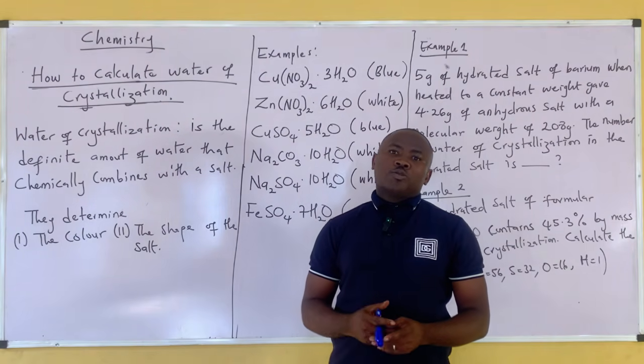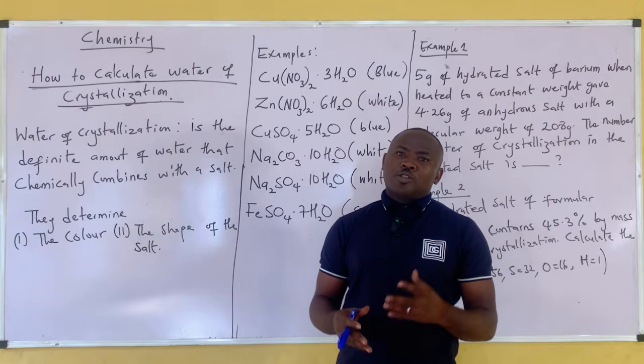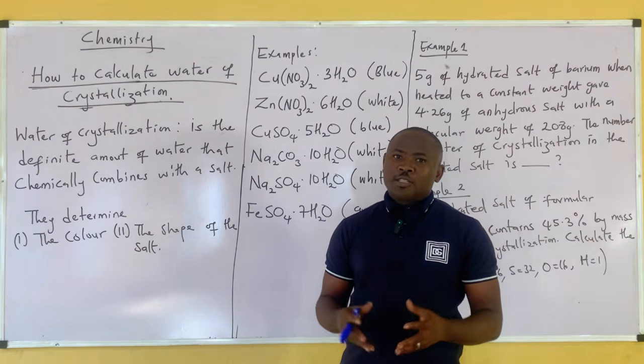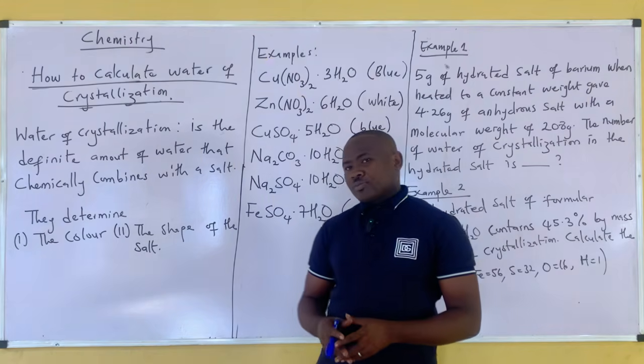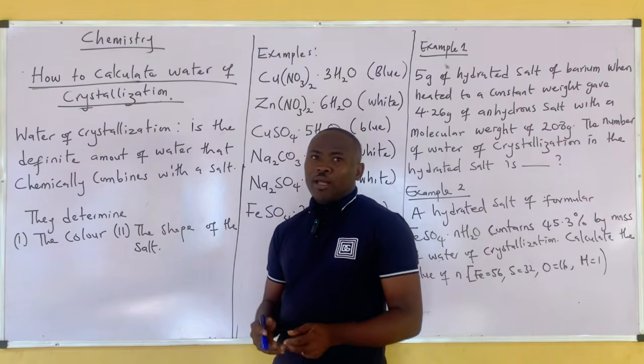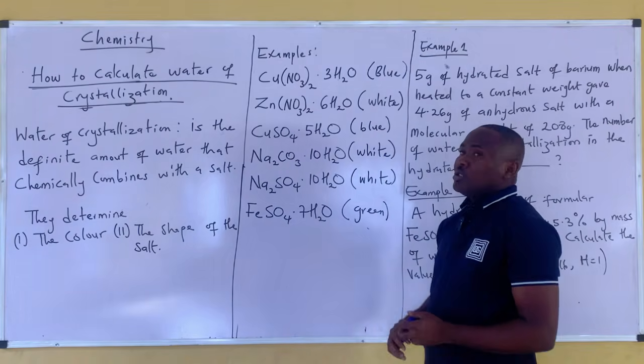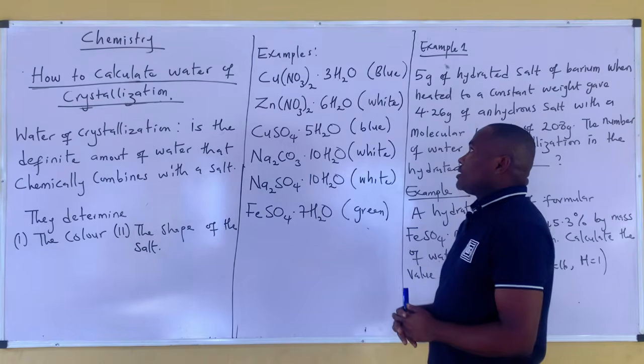And these water molecules that combine with salts help the salts to have, one, a definite shape or a definite crystal, then two, the color. Now we have some examples of these compounds or salts that have water of crystallization.